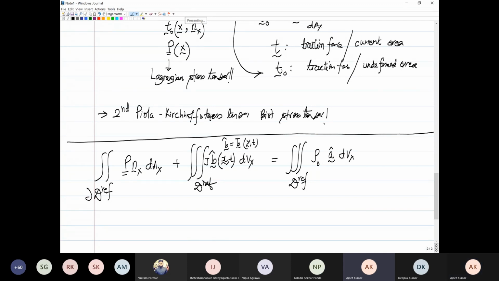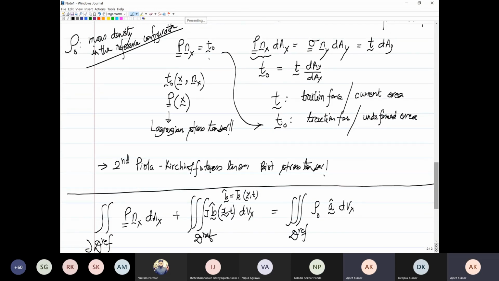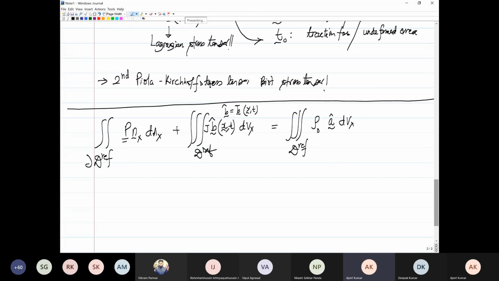Now what do you think should be done? Yes, of course, T naught is also a function of time. Did I miss that? Yes, T naught is indeed a function of time too, because of the way it is worked out. So T naught is a function of time and this normal nx. And likewise, this P is also a function of x and time. Suppose the surface integration has to be converted to volume integration. You do remember how we did it for sigma n, right? The same way this is also going to happen.